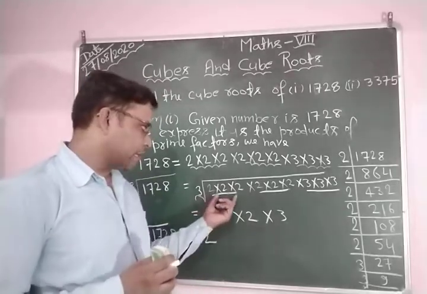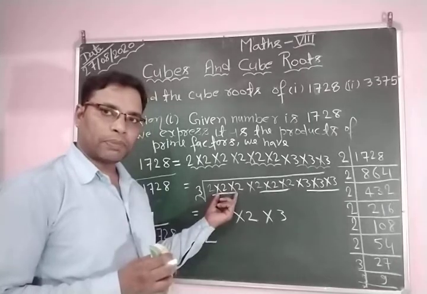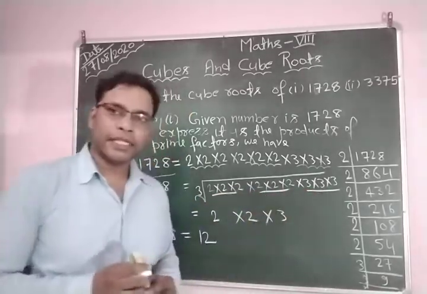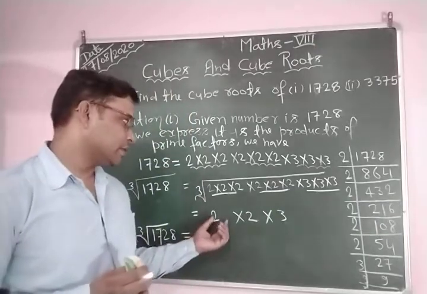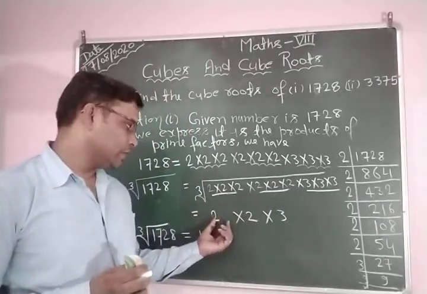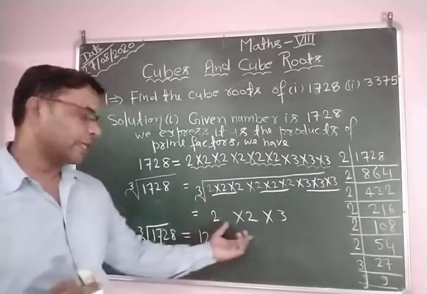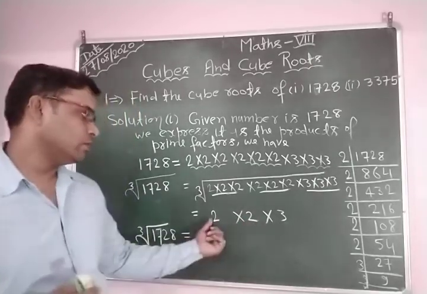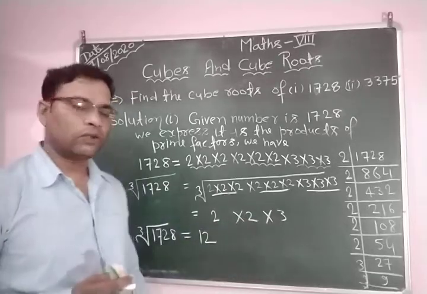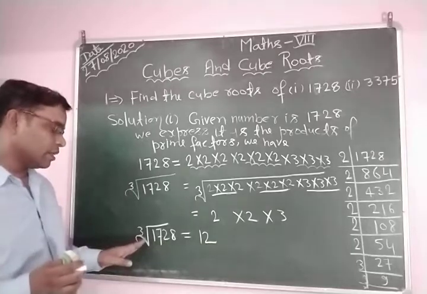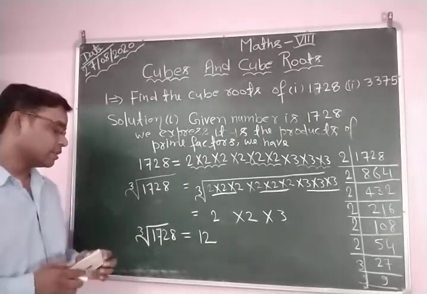This is a group of equal prime triplets, this is a group of equal prime triplets, and this is a group of equal prime triplets. So we take one prime number from each group. We obtain 2 into 2 into 3, and if we multiply them, 2 twos are 4, 4 threes are 12. You can see this 12 is the cube root of 1728.